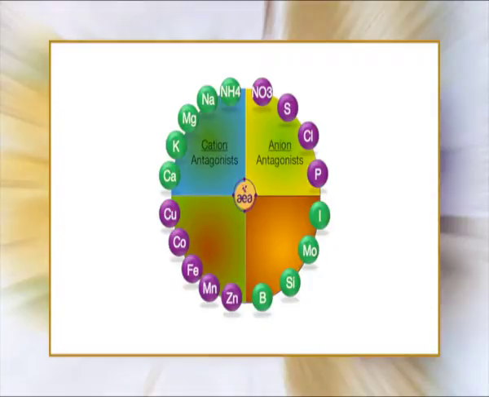There are also some nutrient antagonisms which in certain soils cause inhibition of uptake of some cations by plants. For example, potassium uptake is limited by high levels of calcium in soils.